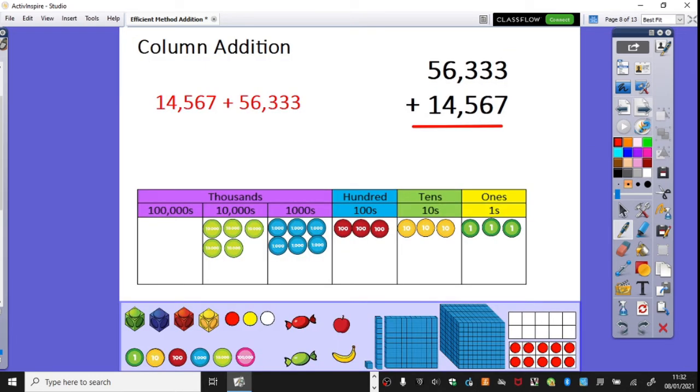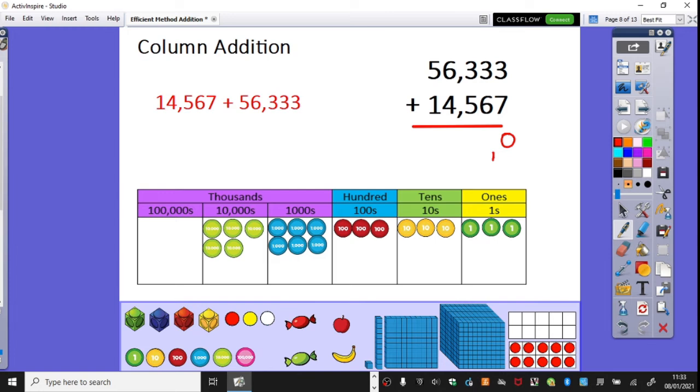So let's have a look at the first one. Personally, I would be inclined to use a column method for the first calculation, simply because there are lots of crossing of barriers and boundaries between the different place values. So you can see, even straight away, 3 add 7 ones is 10 ones, so we are carrying over our 1 ten. So we can see there's going to be lots of crossing of boundaries going on.